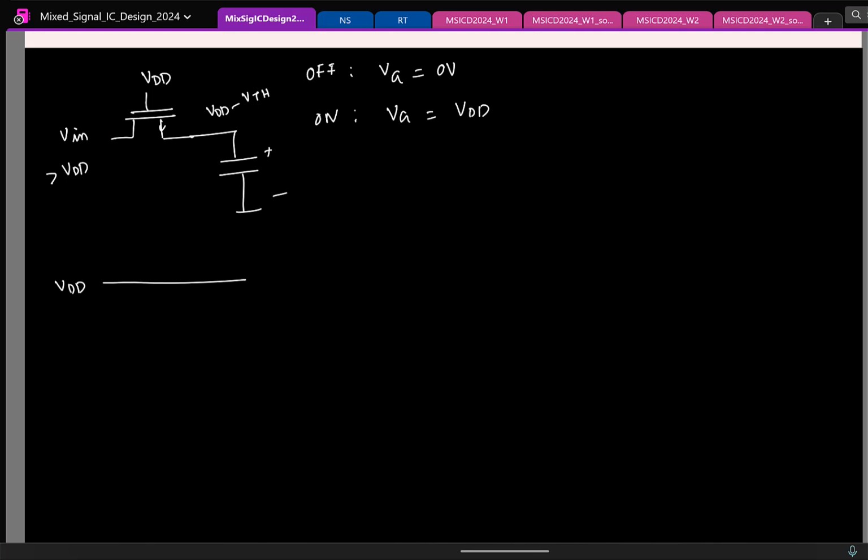What is the drain to source voltage? This is V in, this is also V in. A minus A is 0. So what region is it operating in? Linear region. It's never in saturation.